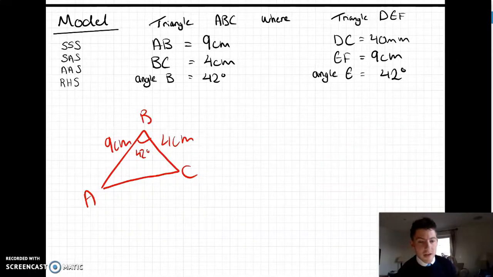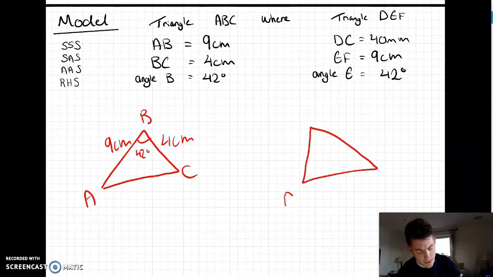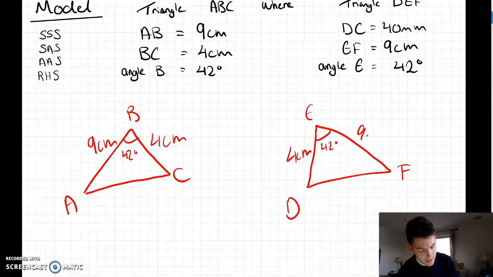Okay, triangle DEF. Let's do anything random. DEF. Well, DE is 40 millimeters, that's 4 centimeters. Angle E is 42 degrees, and EF is 9 centimeters.